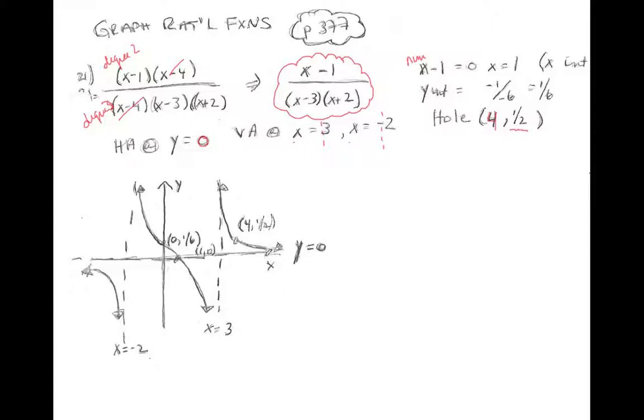Notice that this rational function is not one-to-one. Notice the y value of the hole is used again over here. Notice that the y value of the horizontal asymptote is used here. Right? This function is not one-to-one.